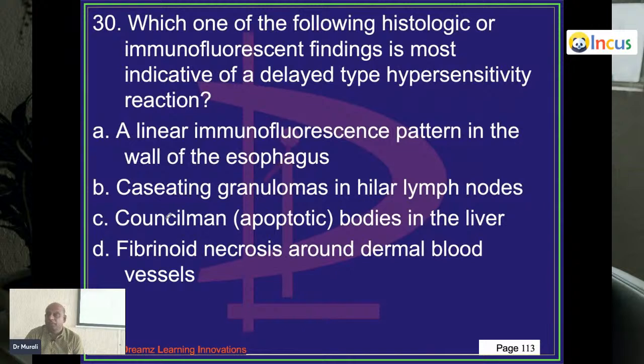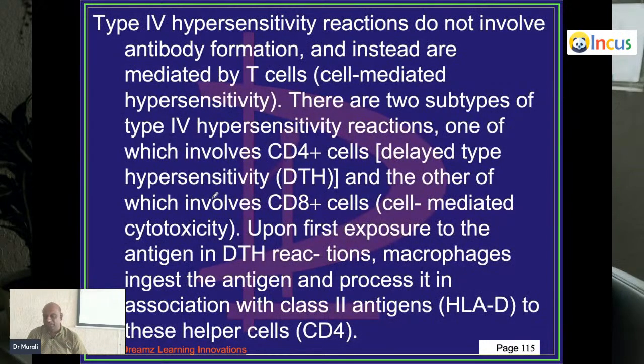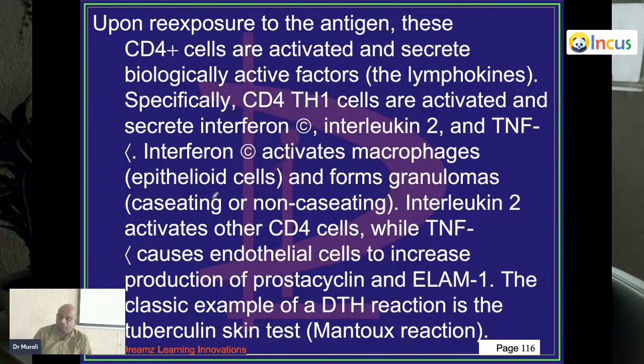Then delayed type of hypersensitivity reaction. So basically delayed hypersensitivity example is tuberculin test. So caseating granulomas in the hilar lymph nodes, type 4 hypersensitivity, right, is what you need to remember.